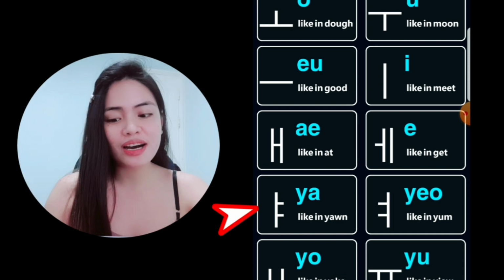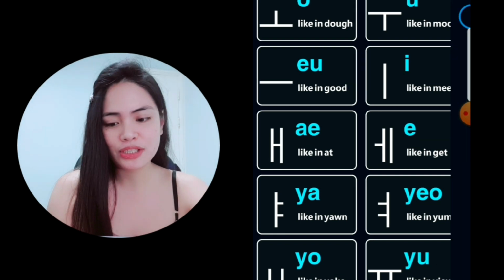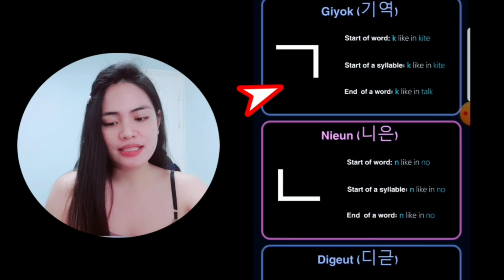So let's go to the consonants just for you to see. You can navigate this one when you already download this application. Let's go to consonants.